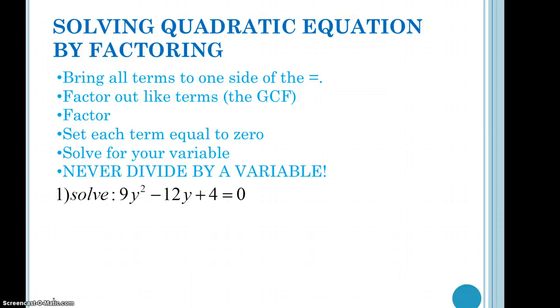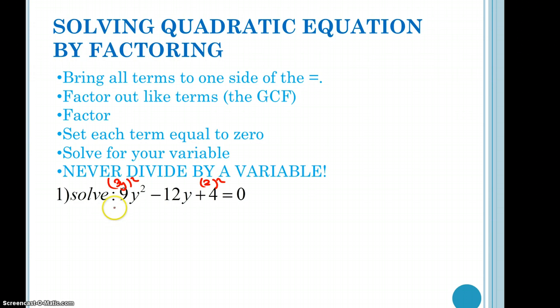How do we solve this? Well, what's the opposite of squaring a quantity? Square rooting. So I'm square rooting both sides, and I have 3y minus 2 equals 0. So I'll add 2, 3y equals 2, divided by 3, y is equal to 2/3.